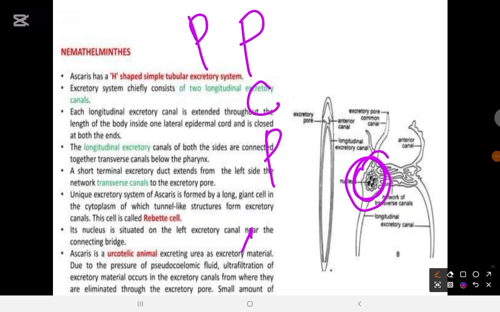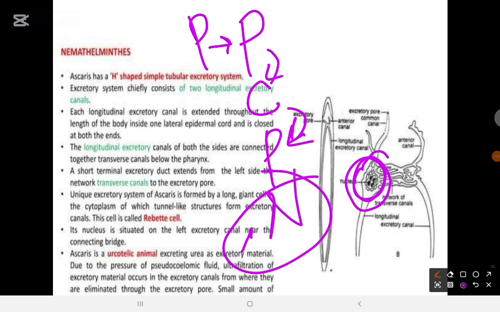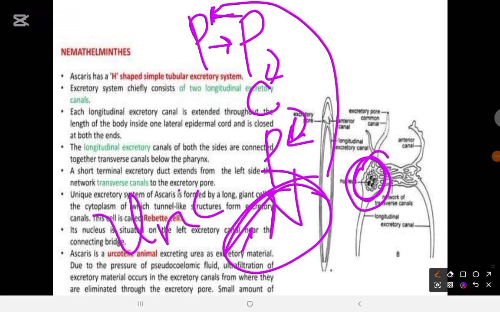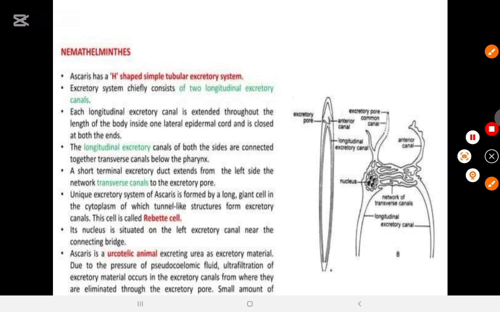So from protozoans to another nematodes, from this PPCP, we have ammonotelic organisms. Then from nematodes, we have uricotelic, that is, it excretes uric acid. When you excrete uric acid, that is when you are uricotelic.